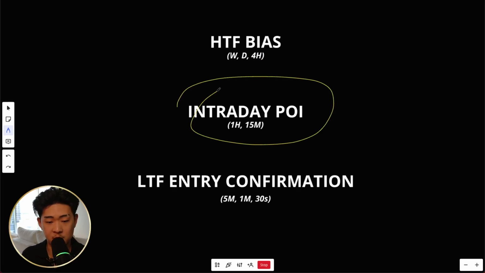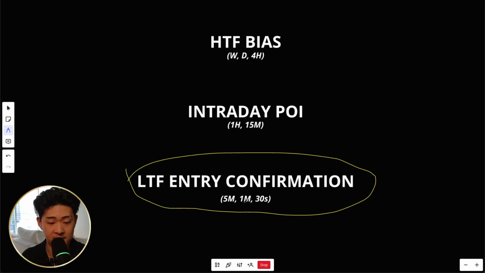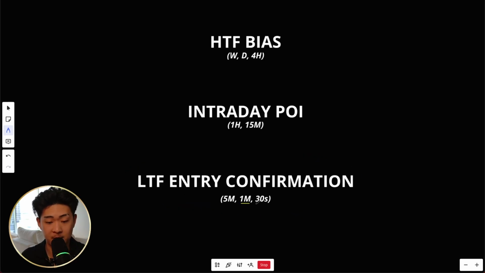Now, in terms of intraday time frames, we're going to be looking at the 1 hour and the 15-minute. These are where I find most of my entry PD arrays on, my points of interest, and it's also where daily, 4-hour, and weekly levels are also going to align with some of these PD arrays sometimes, and it just gives you extra confluence. Now, in terms of lower time frame charts, the main ones that I use are the 1 minute and the 30-second.